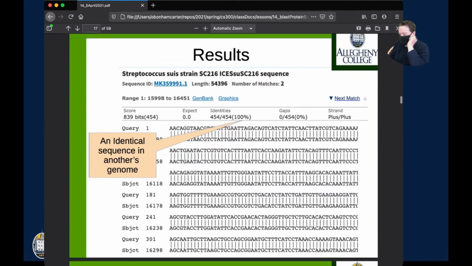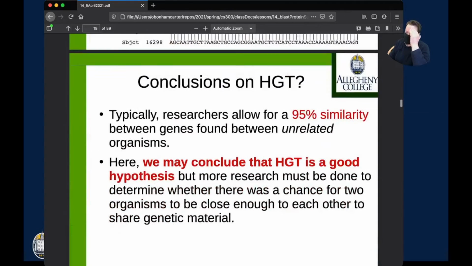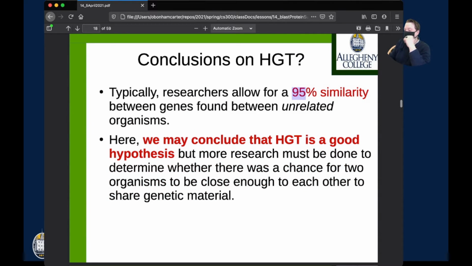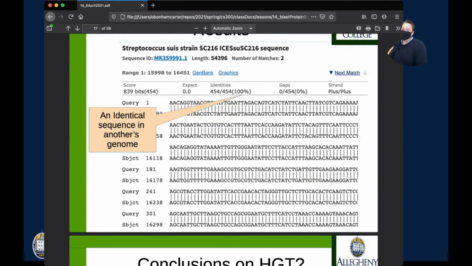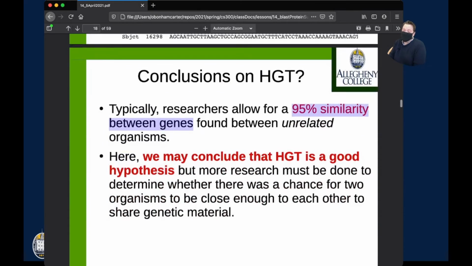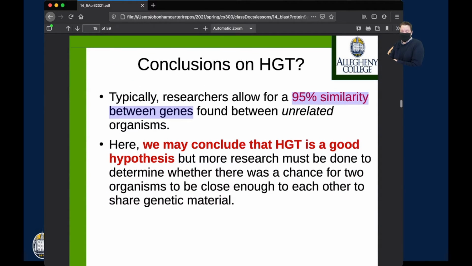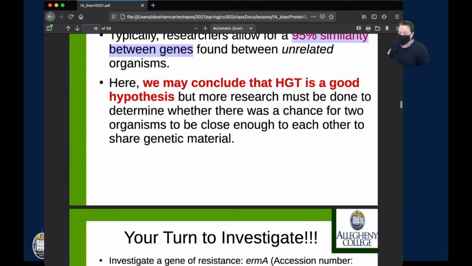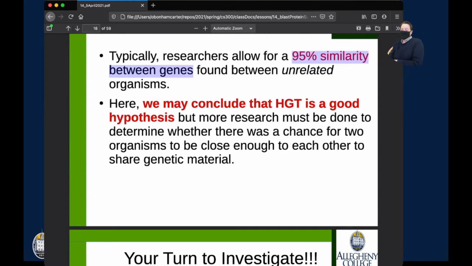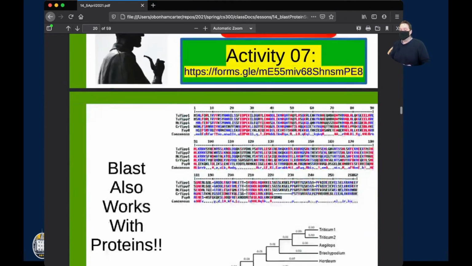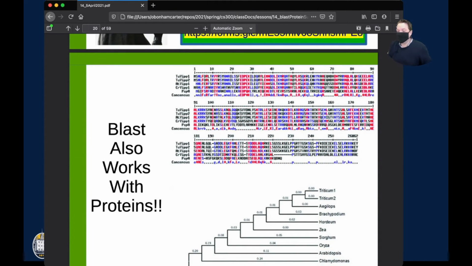These are just more results showing how identical these particular genes are. And so we conclude that because there was a 95% similarity between these genes, and here we found this is 100% similarity, so I guess that's even better. But because it's so similar, we could conclude that it was horizontal gene transfer. And we could make a hypothesis that it was. The next step, we have to do more research here, but the next step is to determine, were these organisms actually closely in contact with each other? Were they together in some way?